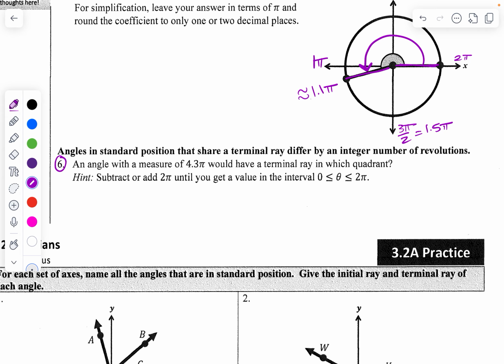And lastly, number 6. It says the angle in standard position shares a terminal ray and differs by an integer number of revolutions. So what on earth does that mean? If I've got 4.3 pi, remember a full circle is 2 pi. If I go all the way around, that's 2 pi. If I go another 2 pi, we get 4 pi. So where would 4.3 be? From here to here is half a pi. So I know 4.3 would be about right here. This tells you that it's in quadrant 1.